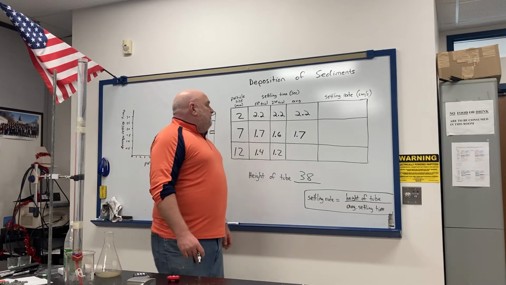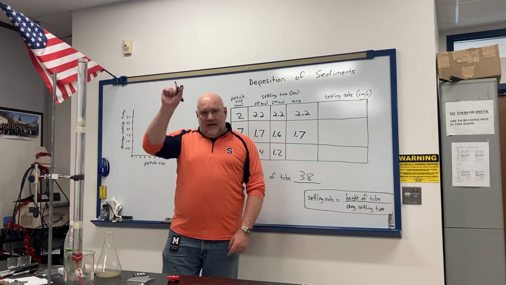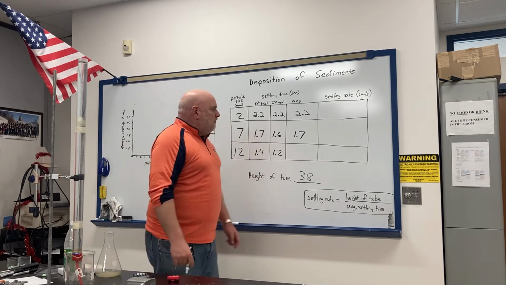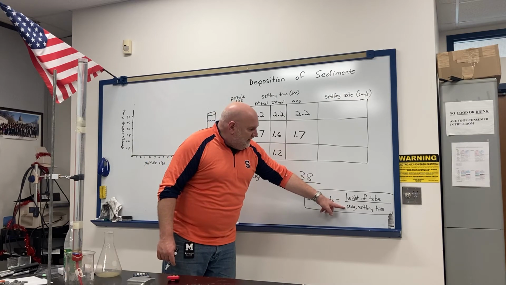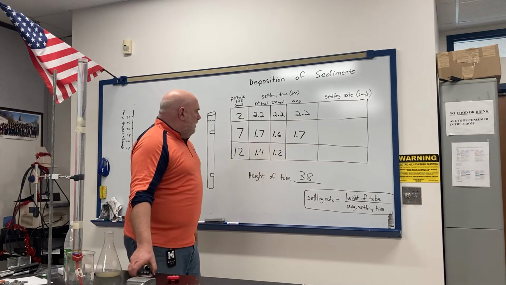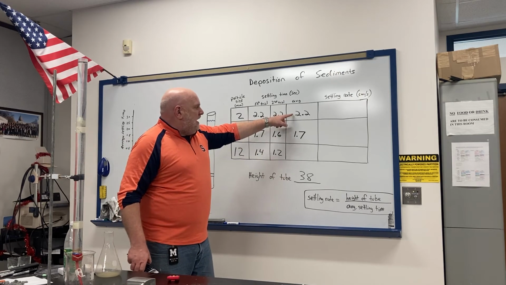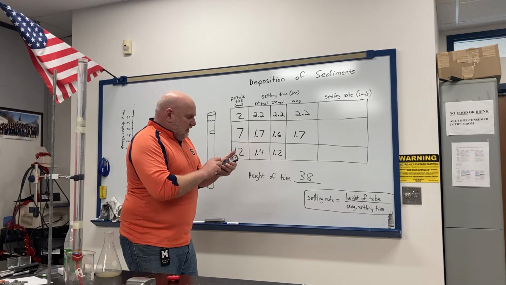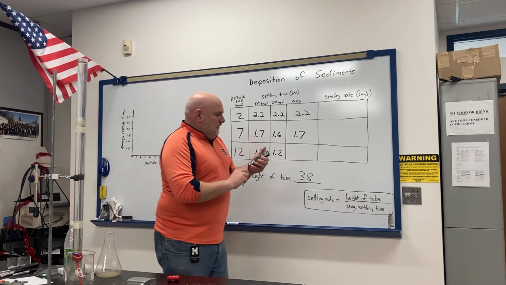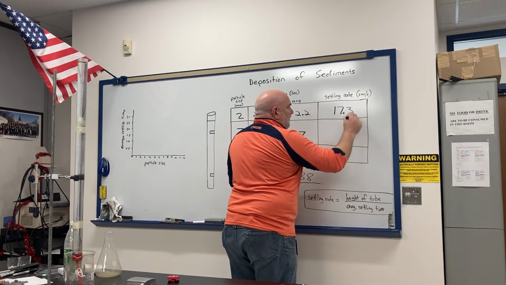All right, next, we want to calculate the settling rate, or the speed at which the particles are falling down. So we take the height of the tube and divide it by the average settling time. The height of the tube was 38, and my average settling time for the small particle was 2.2, so 38 divided by 2.2. This works out to be 17.3 centimeters per second.